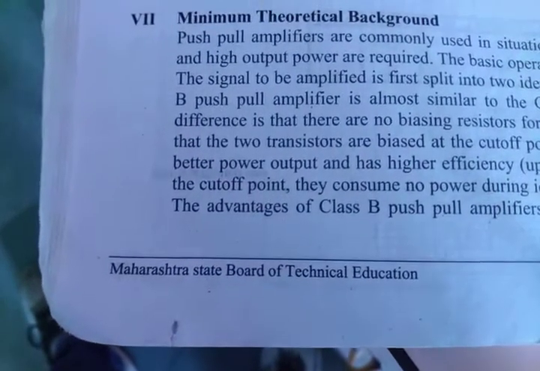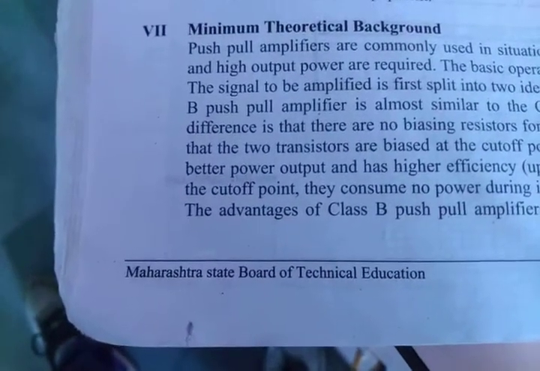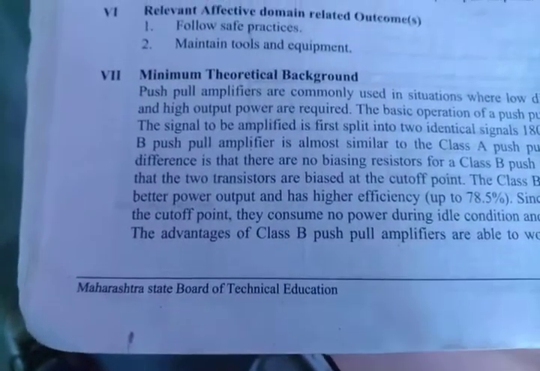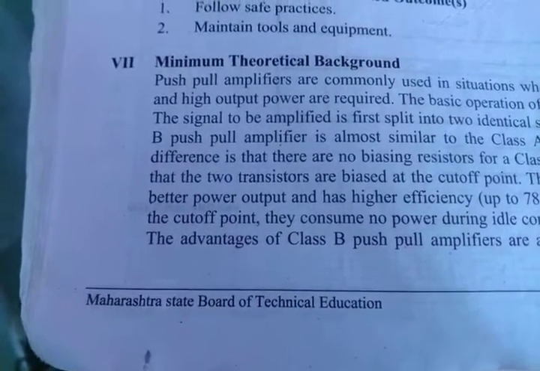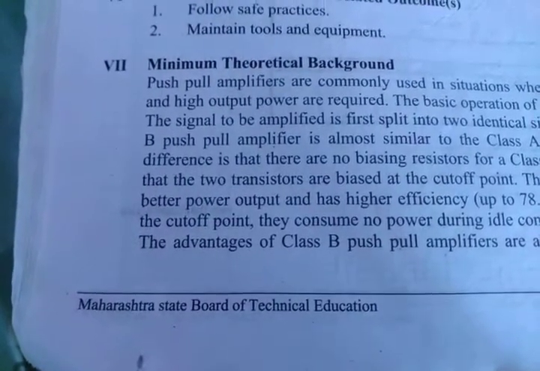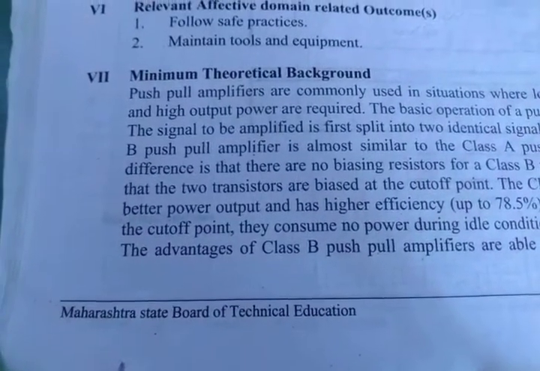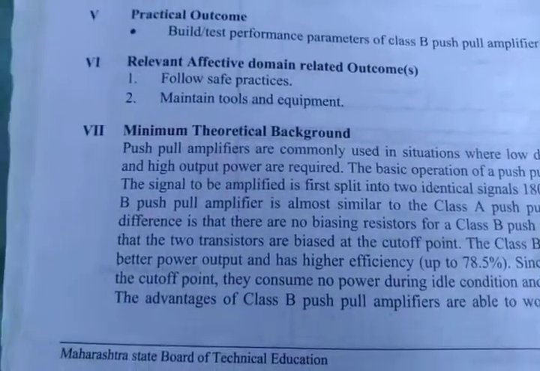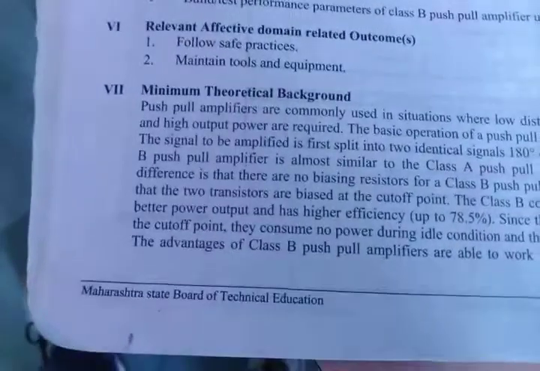And class B configuration can provide better power output and has higher efficiency, up to 78.5 percent. Since the transistor is biased at the cutoff point, they consume no power during idle condition, and this adds to the efficiency. The advantages of class B push-pull amplifier are that it is able to work in limited power condition, with absence of even harmonics in the output and simple circuitry when compared to the class A configuration.